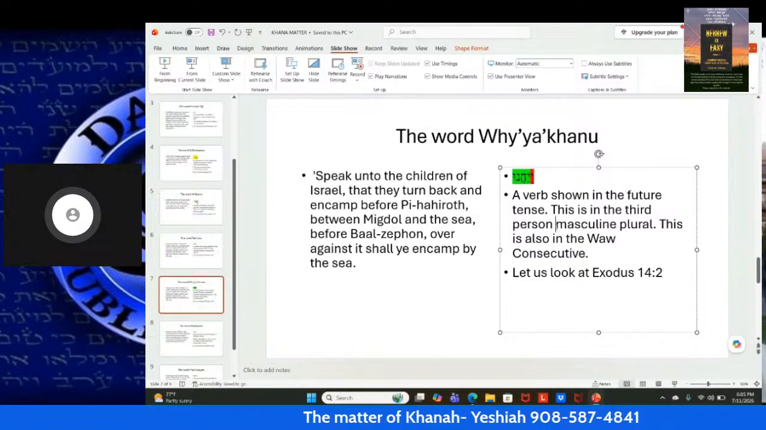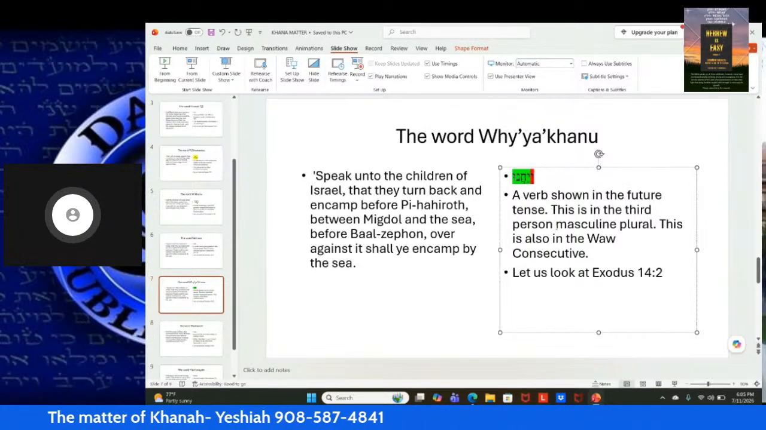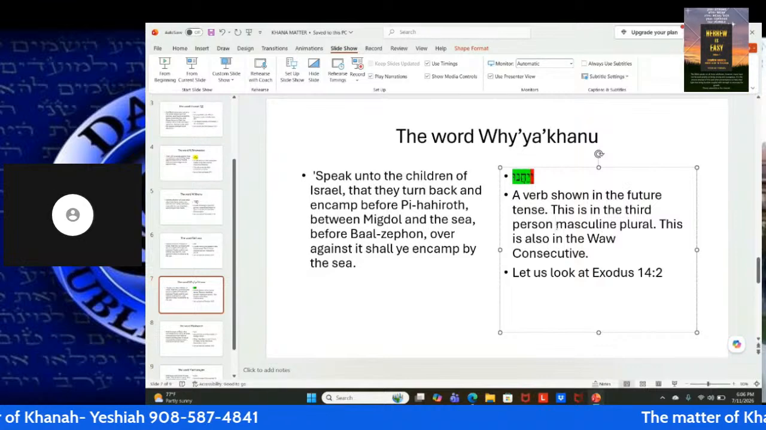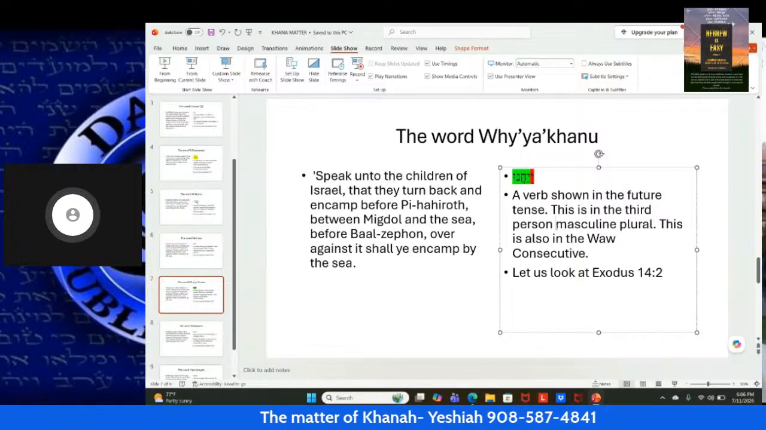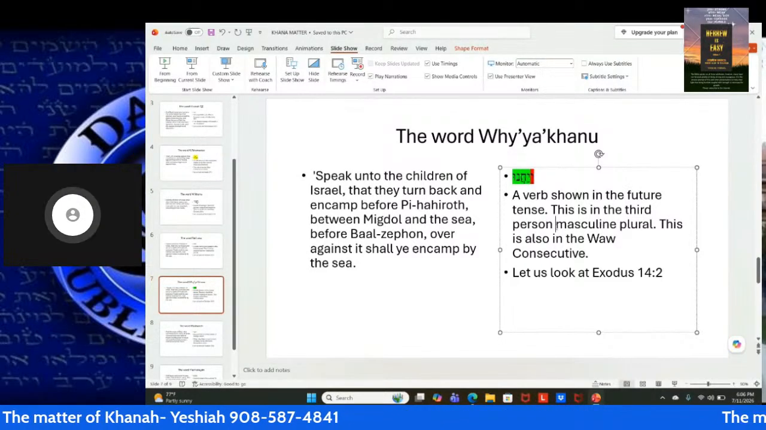And brothers and sisters, we remember that because the word Khannah is a lamed hey verb, in that it ends with the letter hey, it drops out when you conjugate it in the third person matter in the past tense and in the future tense.